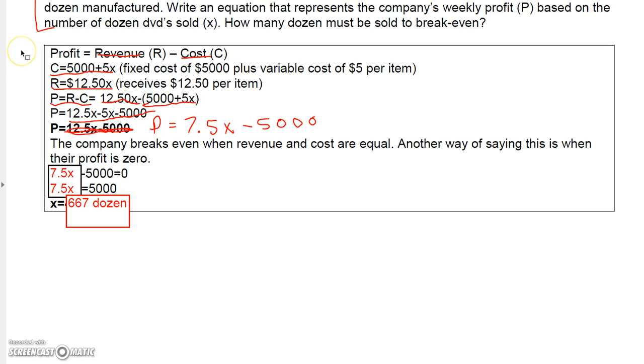And that pretty much finishes this section on linear equations of two variables.